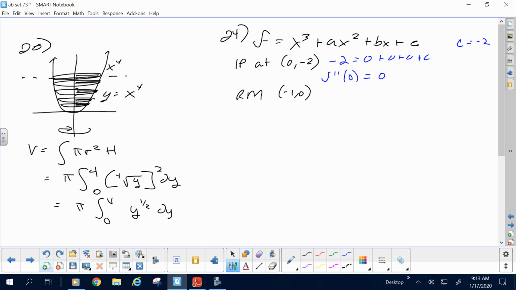I'm probably going to need the first and second derivatives here. 3x squared plus 2ax plus b. And I remember 6x plus 2a. All right. So if we interpret this as f double prime at 0 should be 0, then what does that mean as an equation?